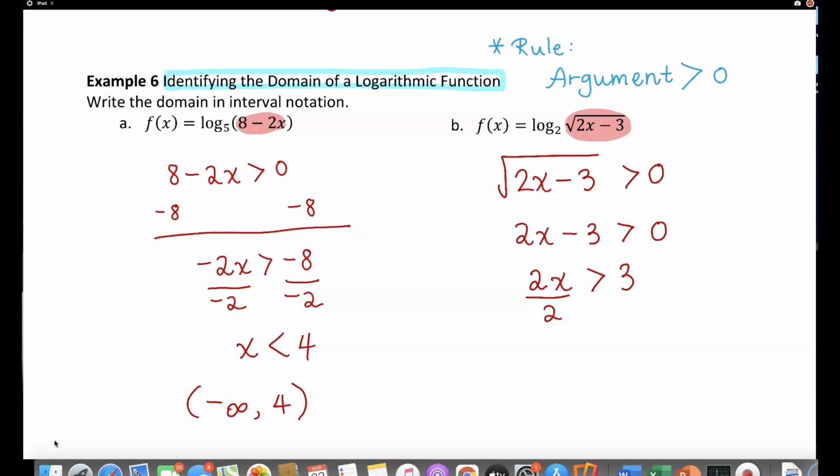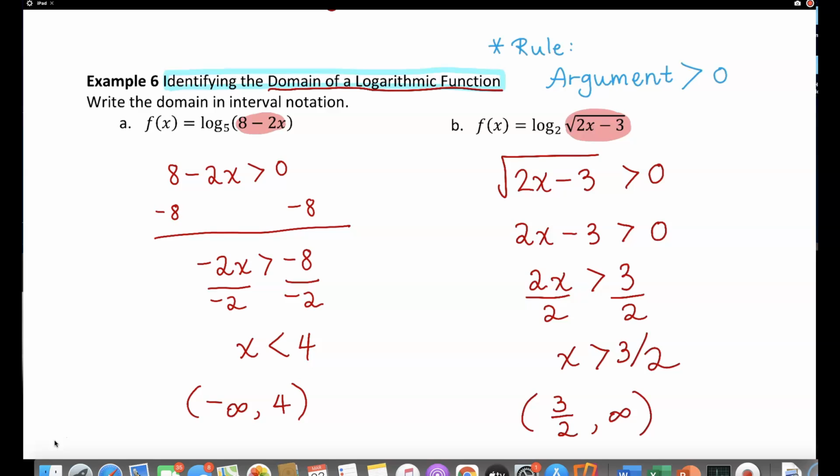Divide by 2. I get x has to be bigger than 3 over 2, which means the domain is all these big numbers starting from 3/2, but no upper bound. It can be anything bigger than that. So 3 over 2 to positive infinity. So as long as you remember to set the argument greater than 0 for these domain of logarithmic functions, you will be okay.